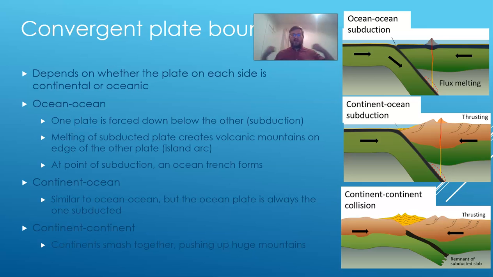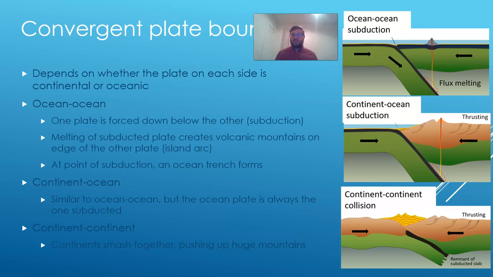Things get a little bit different when you have a continent-to-continent convergent boundary. You get two continents smashing into each other. They're both thicker and less dense. Neither one of them is really going to want to subduct under the other. And you can't really push one continent down underneath another. So what you're going to do is just pile up gigantic mountains as these two continents ram into each other. So you get a lot less volcanic activity at a continent-to-continent convergent plate boundary, but you can get some really enormous mountains occurring there.